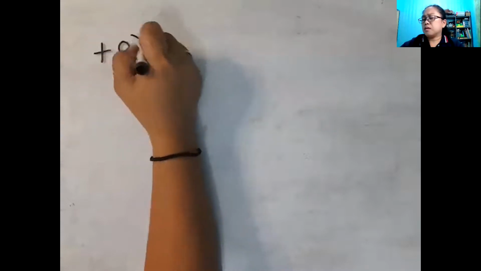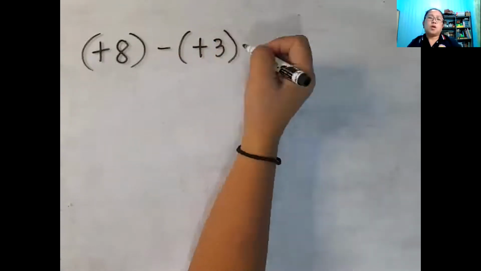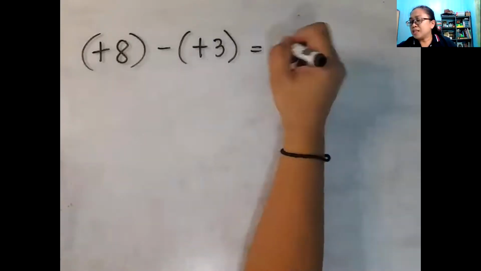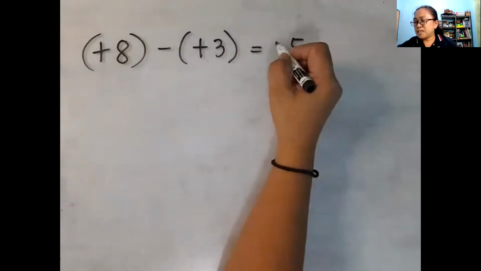Okay, so suppose we have, isa-isahin natin, positives muna. Suppose we have positive 8 minus positive 3. Okay? Parang ganito yan. Nung hindi pa natin alam yung mga integers, pag sinabi sa atin, 8 minus 3, anong lalabas na sagot? 8 minus 3 is 5. So, tama naman yun. That is 5. And this time, it's positive. Okay? Magiging positive 5 yan.